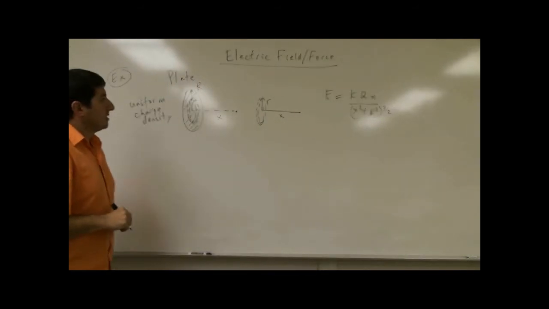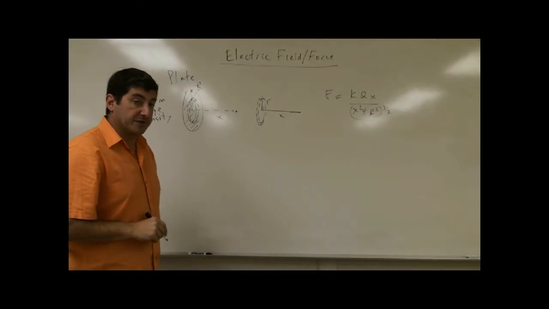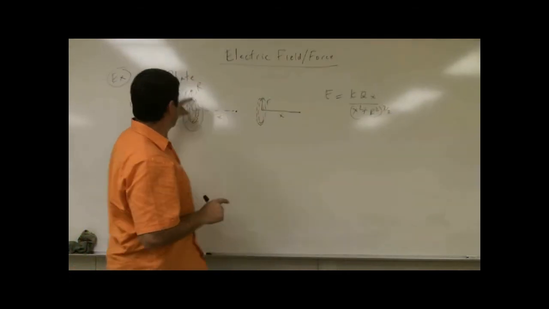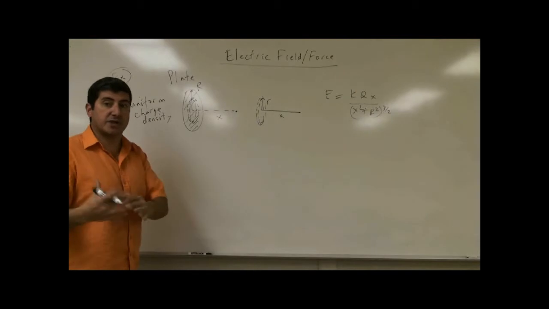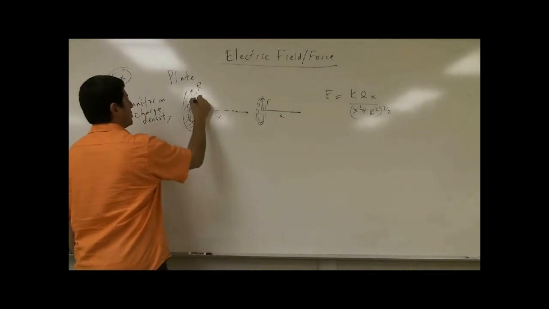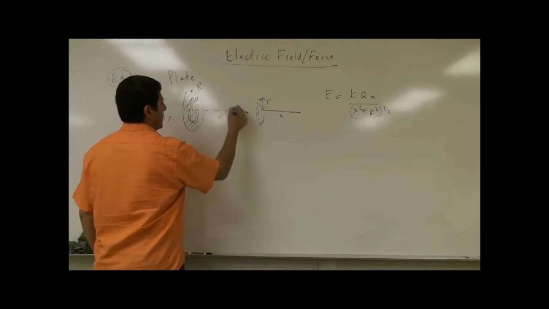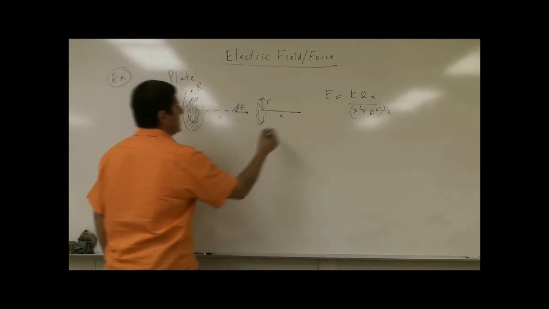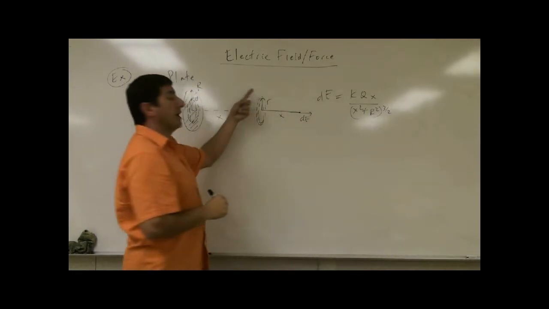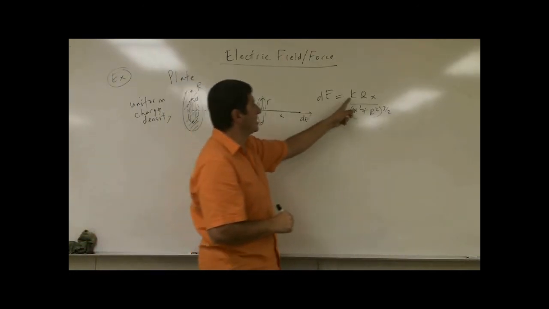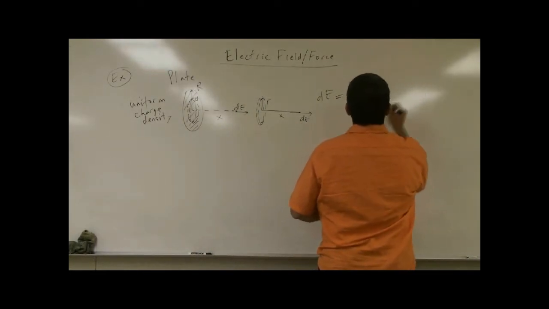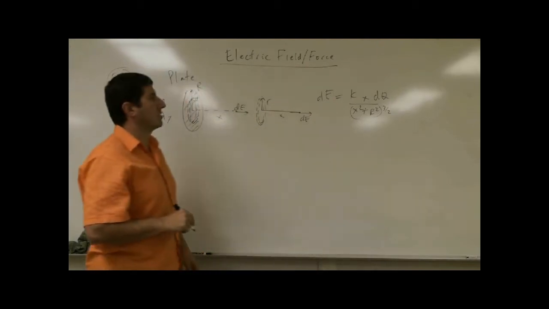Right? So now, what is going to happen? Well, in our case, each of the rings composing that plate will produce its own electric field to the right if the charge is positive, and they will all add up. So this is going to be dE. The electric field produced by one of those rings is dE equals kx dq over (x squared plus r squared) to the 3/2 power.